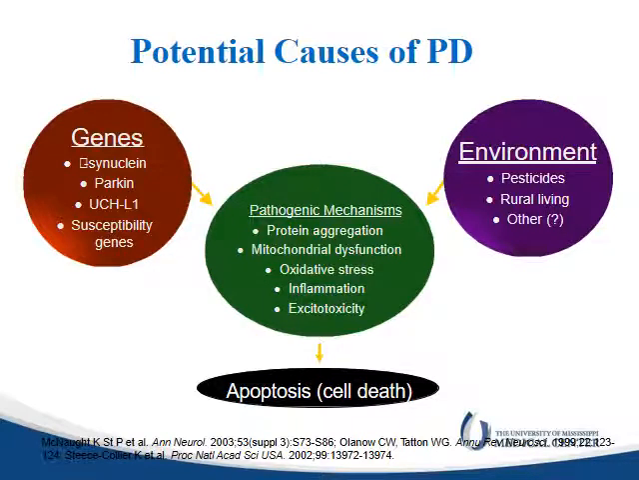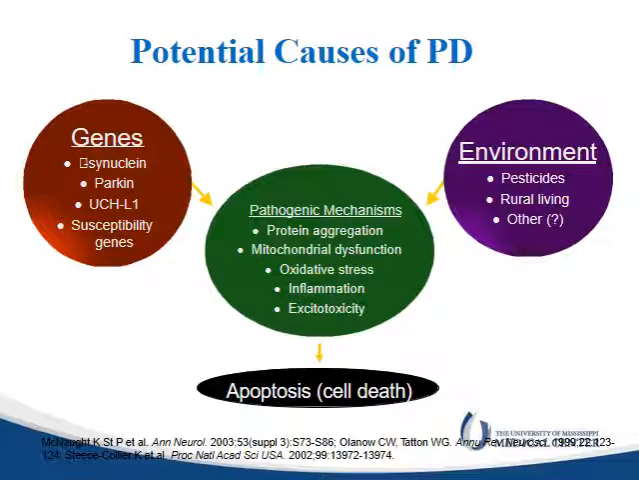What causes Parkinson's disease, we still don't know. So far, the hypothesis is that interaction between genetic background and environmental factors may work together to cause protein aggregation, mitochondrial dysfunction, oxidative stress, and then eventually cause inflammation and excitotoxicity, and eventually cause cell death.